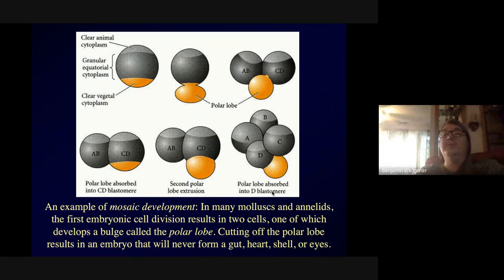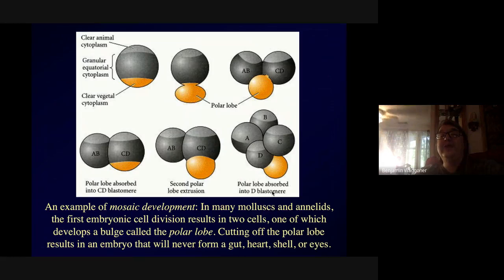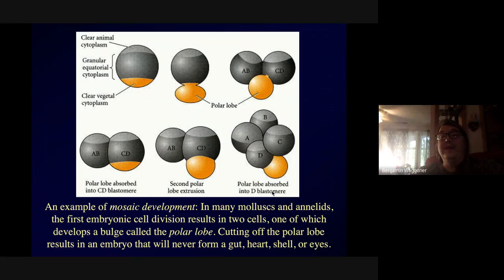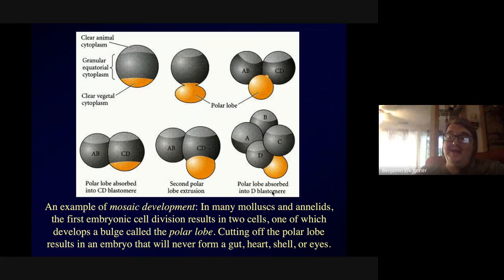If you took an embryo at the 2-cell stage and you split it, the CD plus the polar lobe cell would develop into a normal embryo, and the AB cell without the polar lobe would develop into an abnormal embryo. So that's what we mean by mosaic development. The cells are like tiles in a mosaic in that you can't remove them without damaging the total pattern. And the cells are programmed very early to have the fates that they have.